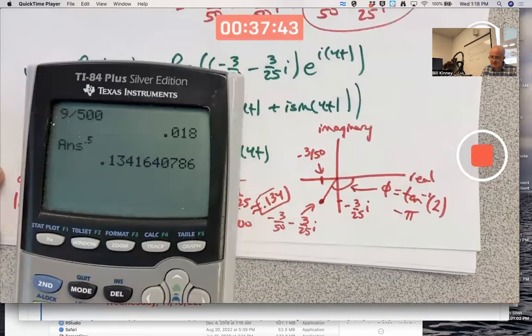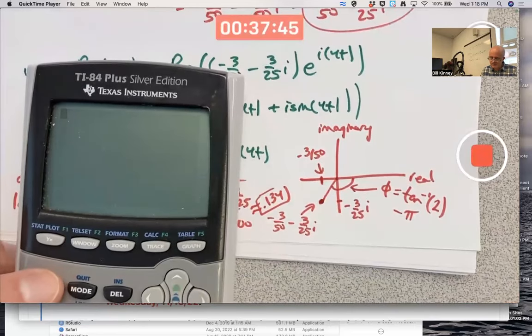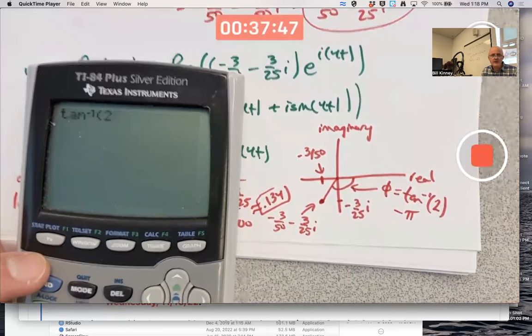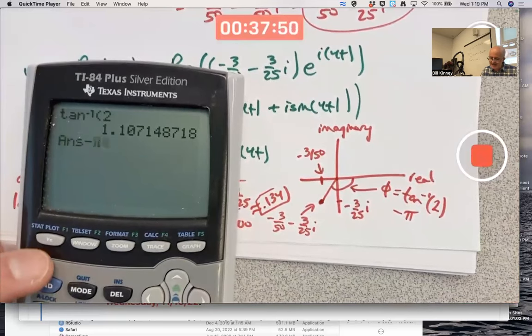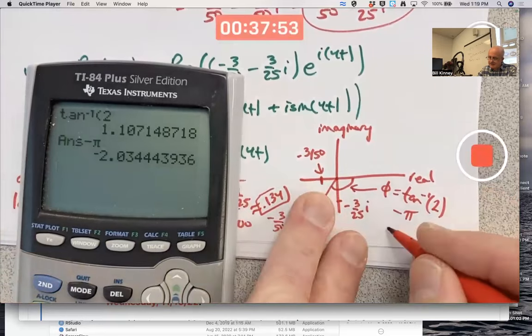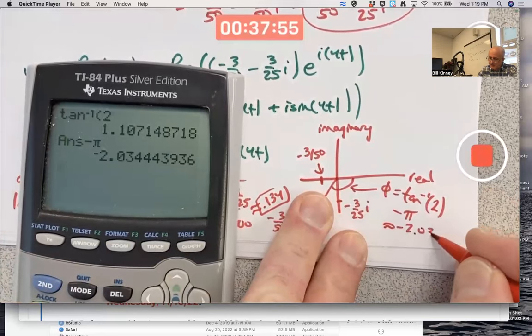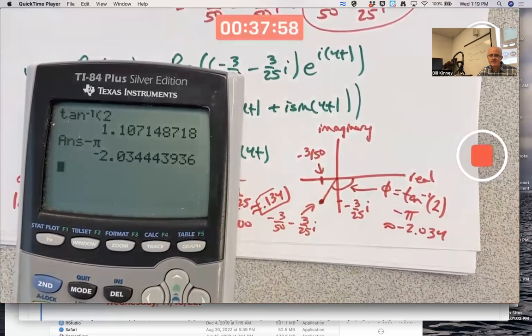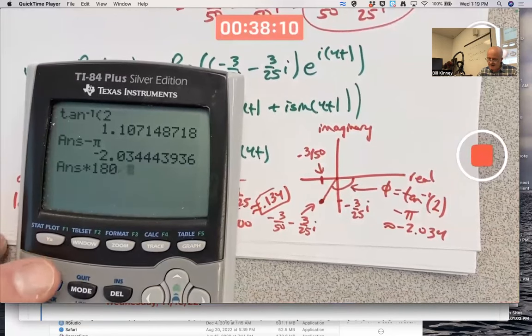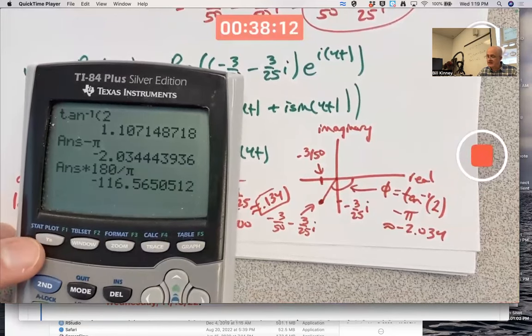Let's approximate that. Inverse tangent of 2. Make sure you're in radian mode. It is about that, minus pi. This is approximately negative 2.034 radians. If you want to convert that to degrees, just because you like degrees better, you can multiply it by 180 over pi. About negative 116.6 degrees. Looks about right.